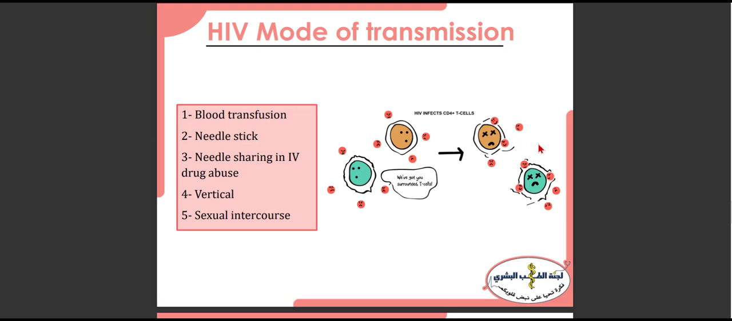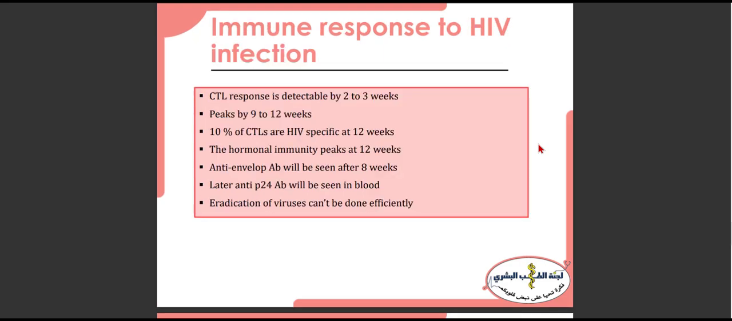مش بكل الأمراض لكن بالـ HIV، one of the modes of transmission of the HIV virus is vertical, meaning from the mother to the baby. Finally, the sexual intercourse. Now, the immune response to HIV infection.